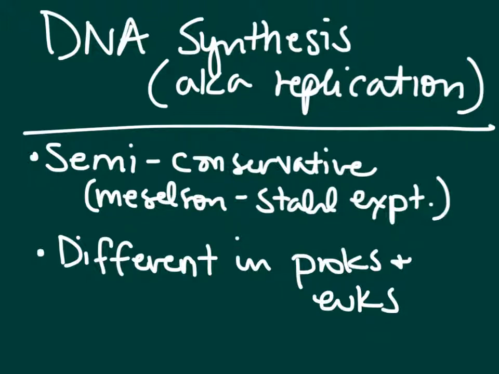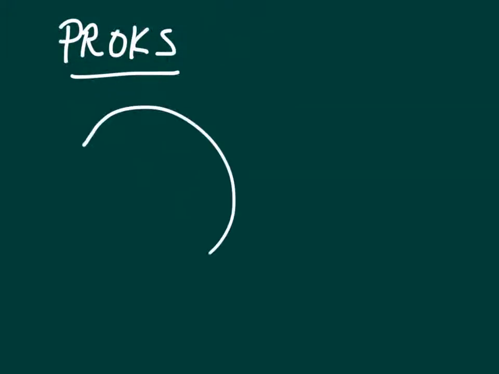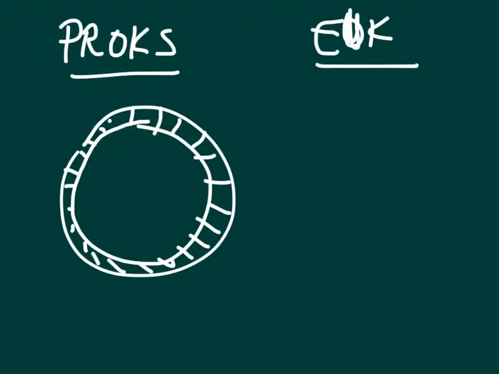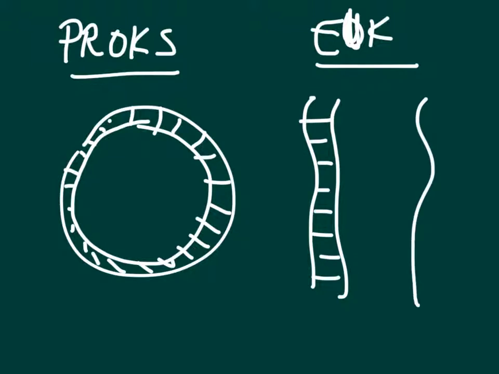changed the replication environment of bacteria so they could figure out the mass, the weight, the density of new strands of DNA. For you, it's different between prokaryotes and eukaryotes, right? And I said that's because prokaryotes have a single circular chromosome. And our eukaryotes have multiple linear chromosomes.